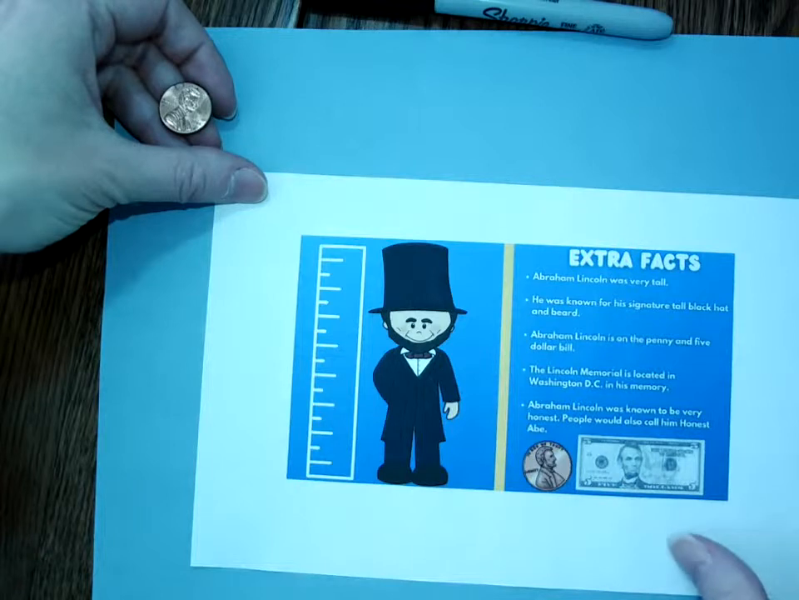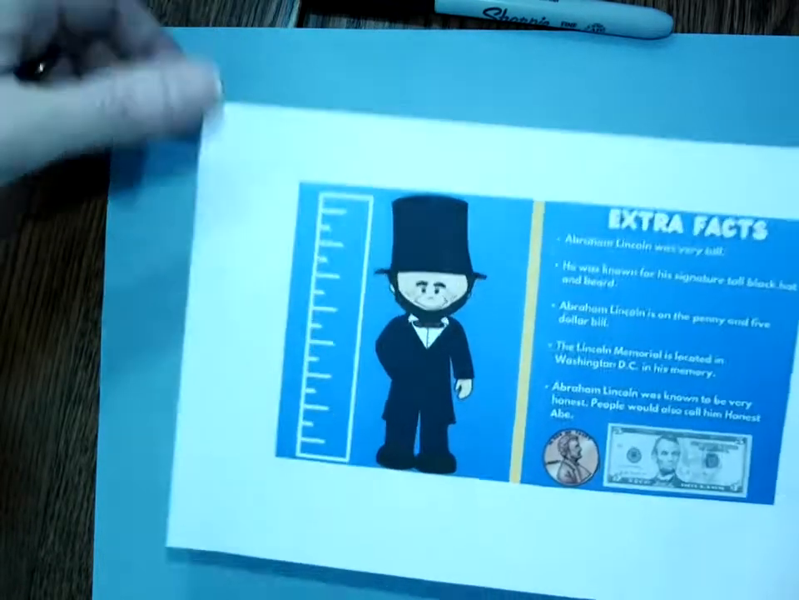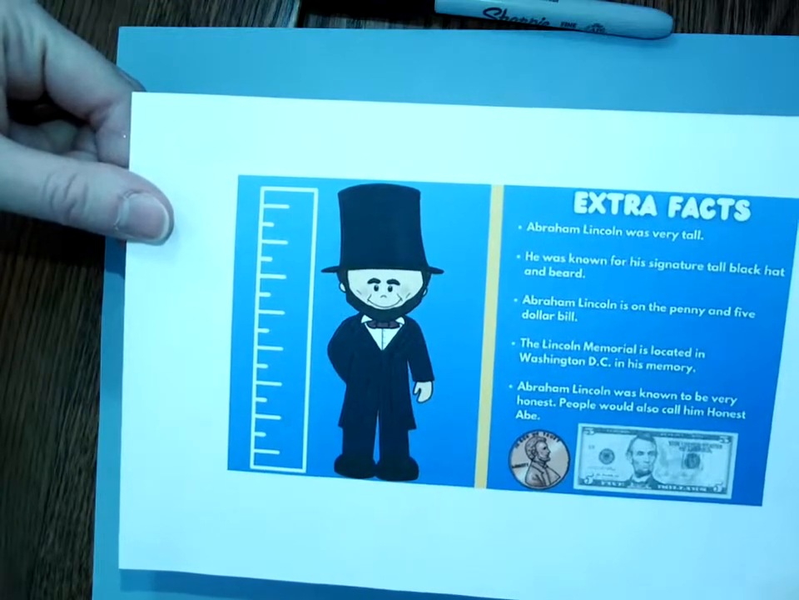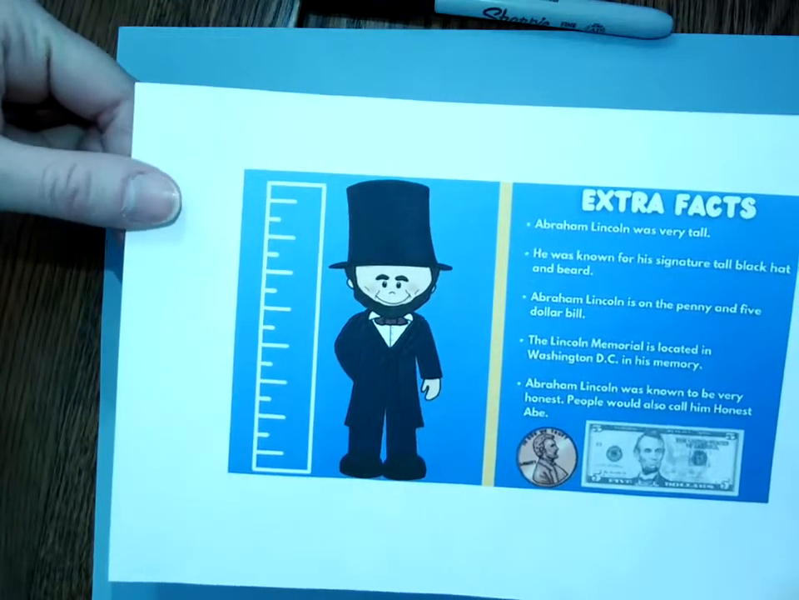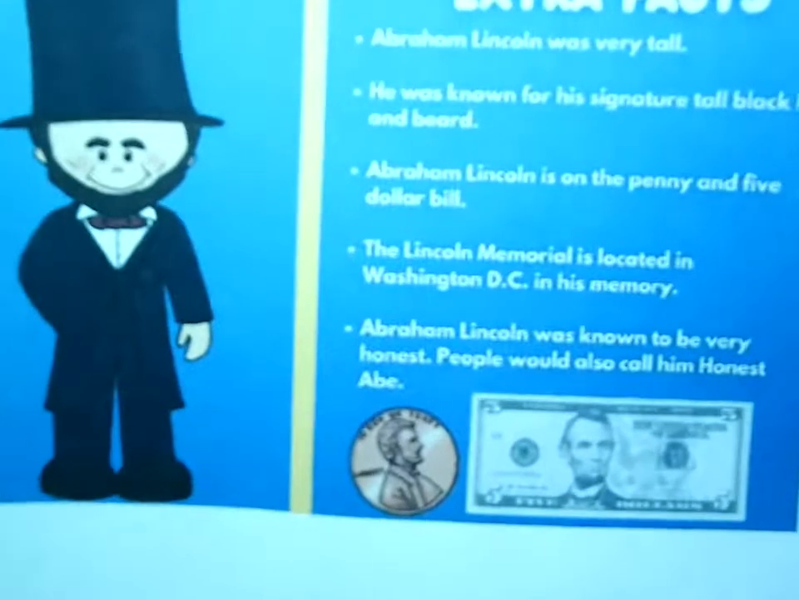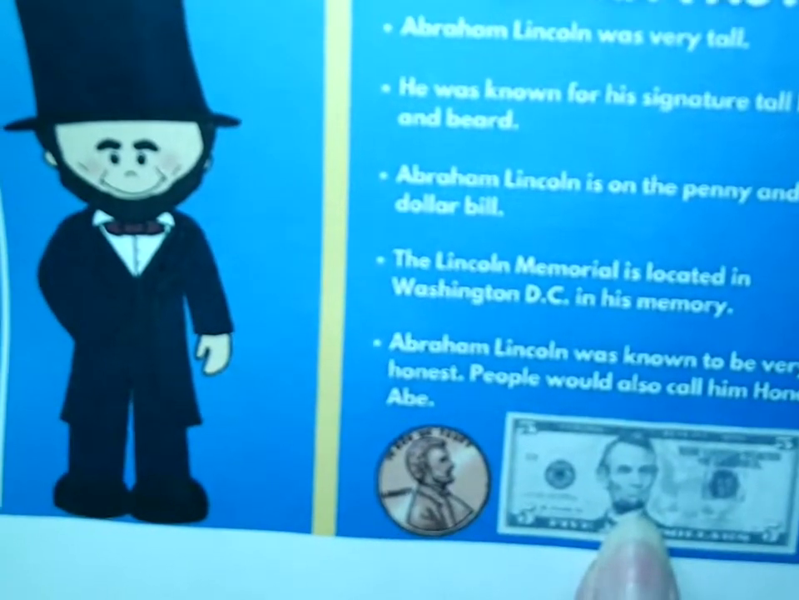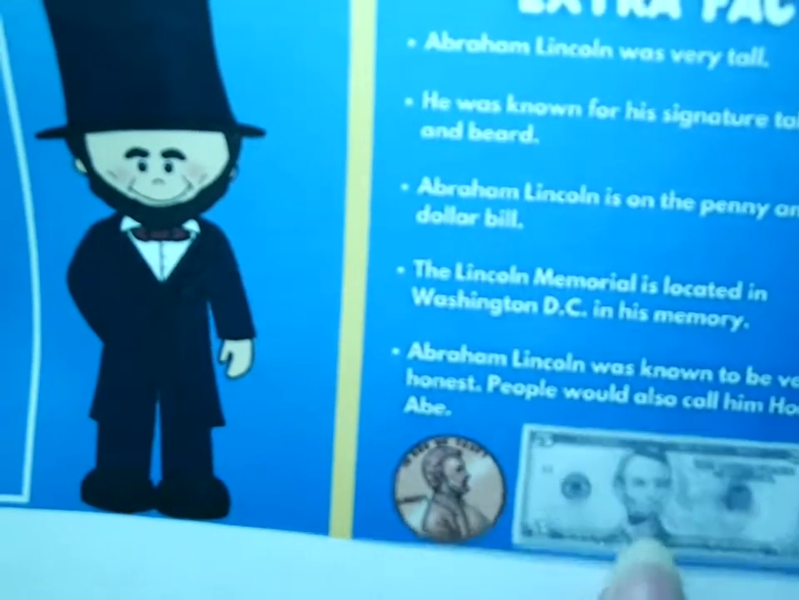The Lincoln Memorial is located in Washington, D.C. in his memory. Abraham Lincoln was known to be very honest. People would also call him Honest Abe. So the next time you have a $5 bill, check it out too and look and see if you can see his face on there, Abraham Lincoln.